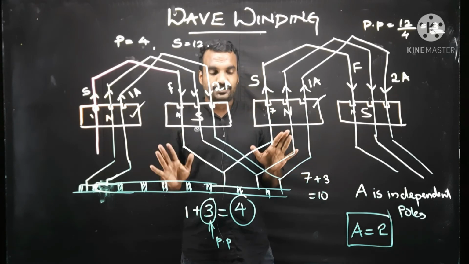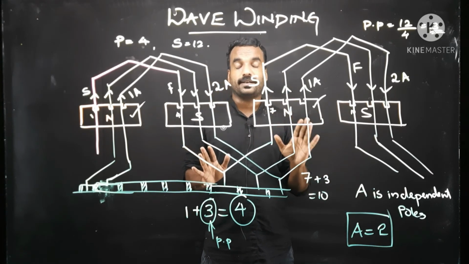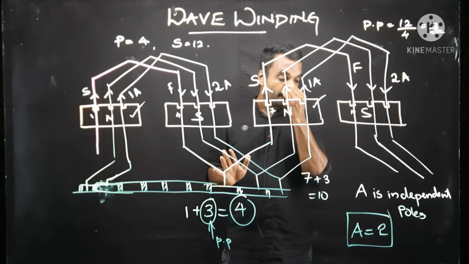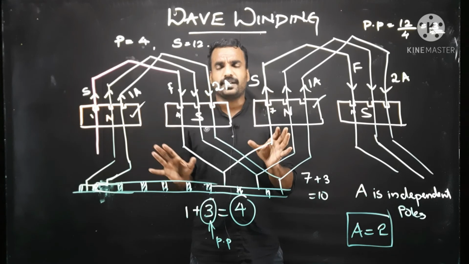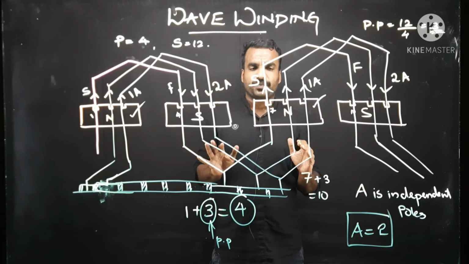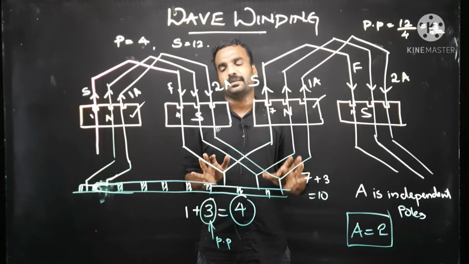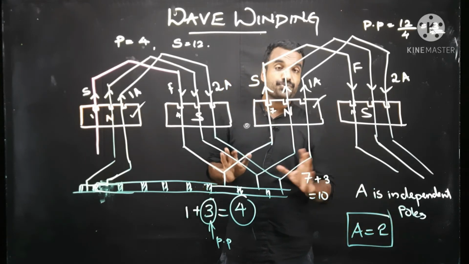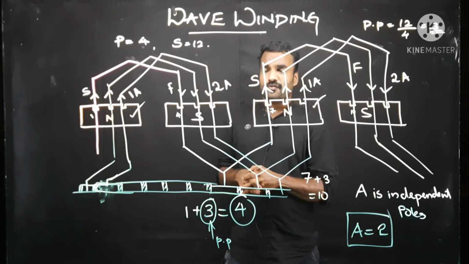But you have to understand one thing, this is not the exact way of understanding a parallel path. For you to remember these things, this is one shortcut I am explaining to you. But this conclusion is important. Number of parallel paths is 2. It's always 2 for wave winding.